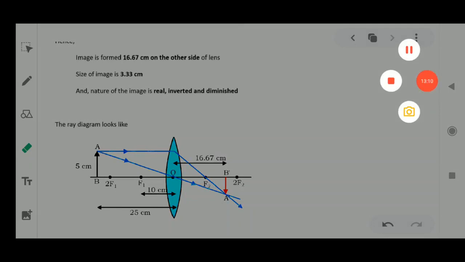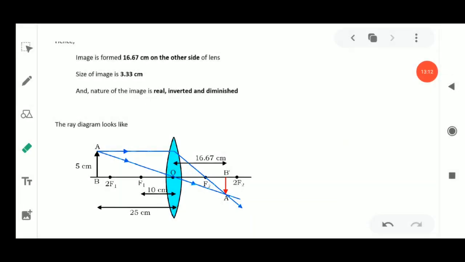Okay children, so we have solved this numerical in this way, and you need to practice some more numericals so that you can solve these kinds of numericals very easily.